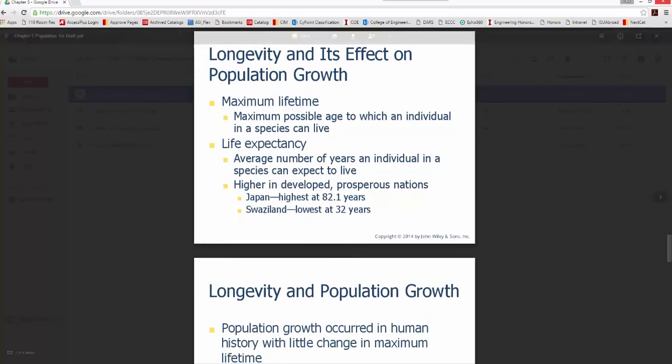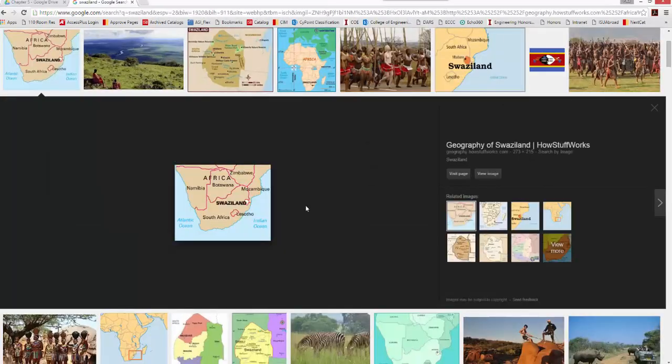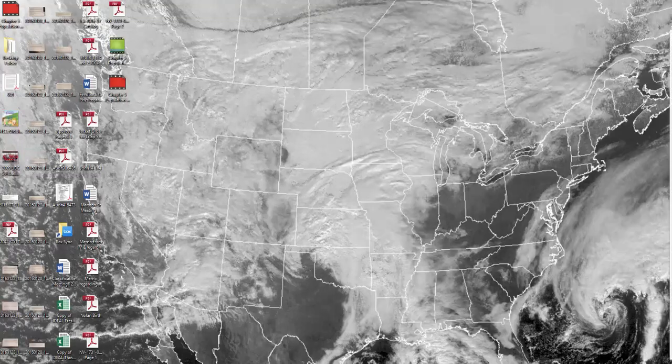Swaziland, which I have no idea where that's at. Let me look it up here just a moment. You see, at 32 years, they have a life expectancy of 32 years. I'm going to just look this up here a second. It's on the continent of Africa. Just going to pull it over here for you. And you see here Swaziland down here in the South Africa portion has the lowest life expectancy.